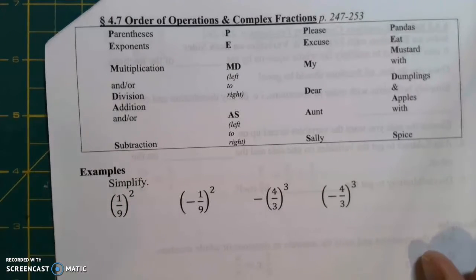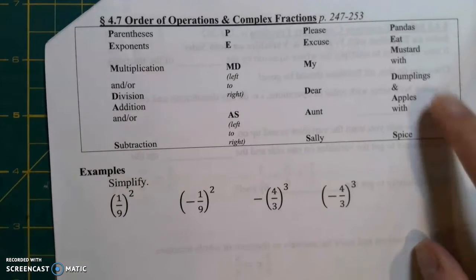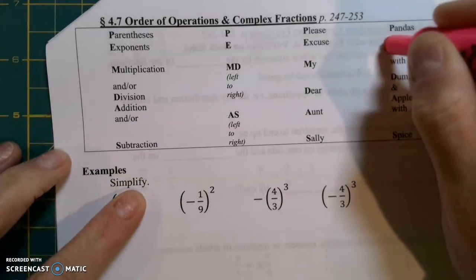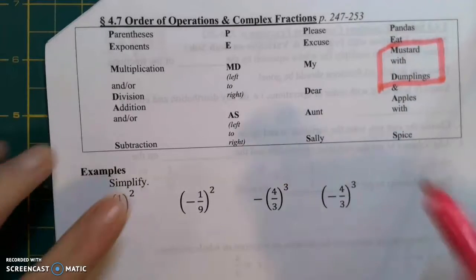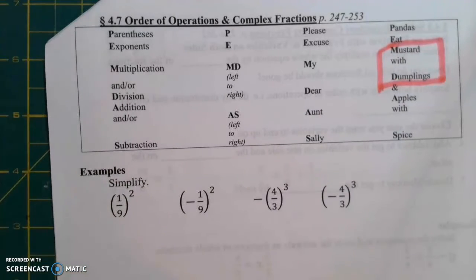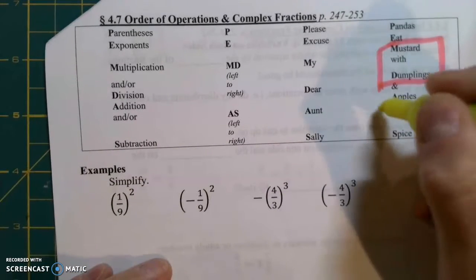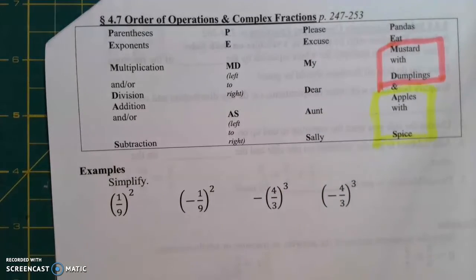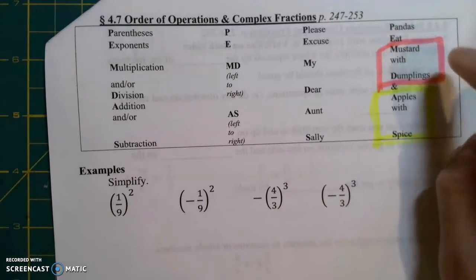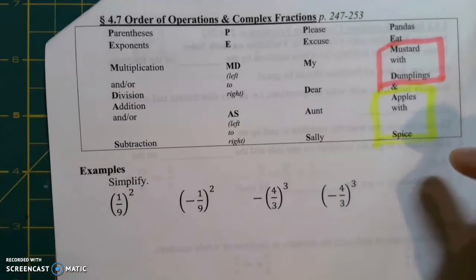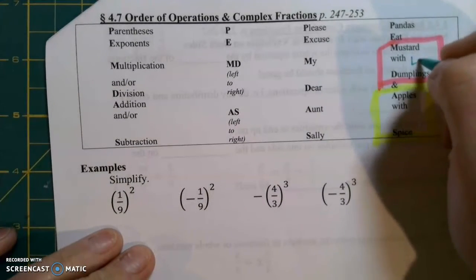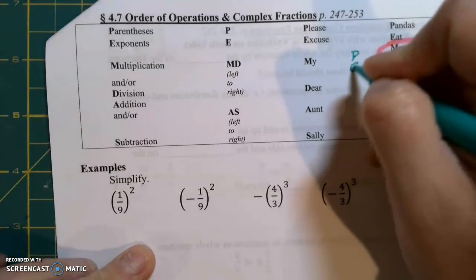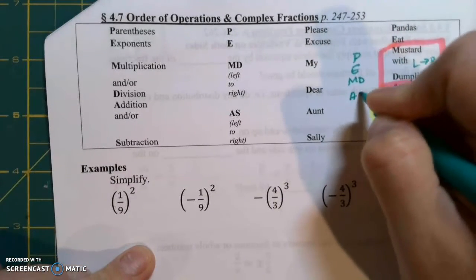And remember, part of the reason that I like to do this other one, the pandas eat mustard with dumplings and apples with spice, is because this part, the mustard and dumplings, so the multiplication and division, and this part, the apples with spice, or addition and subtraction, those two you have to be looking at the same time as you go from left to right. And that's part of the reason why I write my little checklist like this.